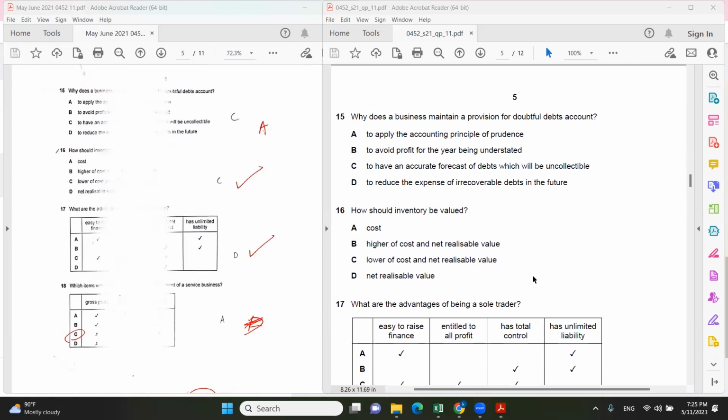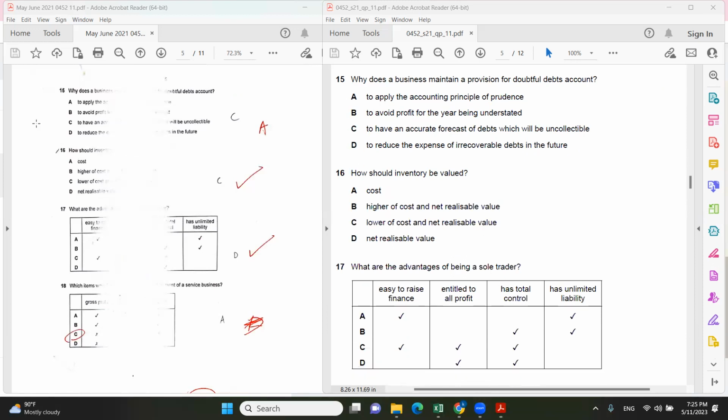Okay, 15. Why does a business maintain a provision for doubtful debt? In this one, you have two: prudence and matching. Normally, these two principles are applied a lot in the chapter. To apply the accounting principle of prudence, yes. To avoid profit for the year being understated, no. It's to avoid overstatement.